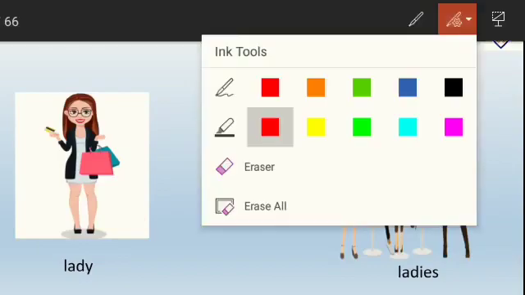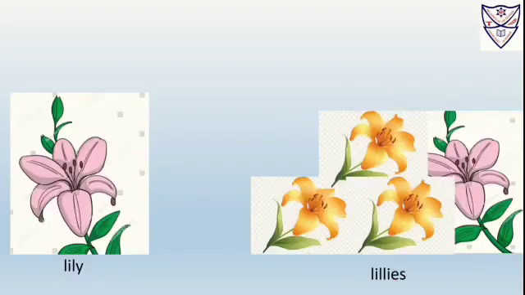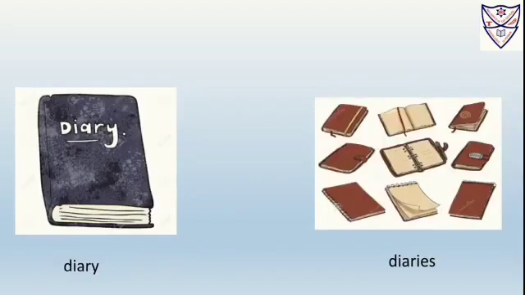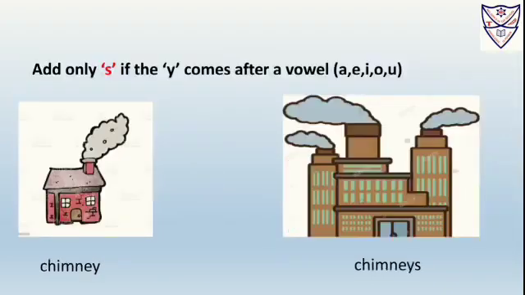Here also again you can see. Now my last letter is Y and before that I have a consonant D. Now when I have a consonant D, I will cut this Y and I will add I and then I will add ES. So lady, ladies. Same way lily, lilies. Fairy, fairies. Diary, diaries. Cry, cries. Now we go to the next rule.